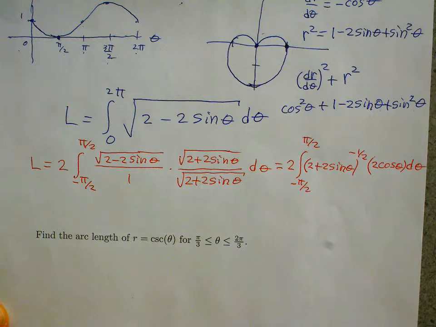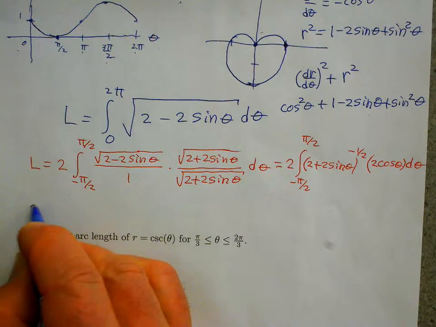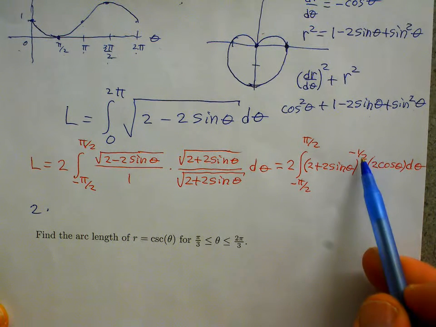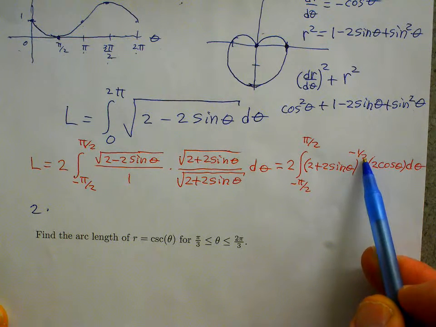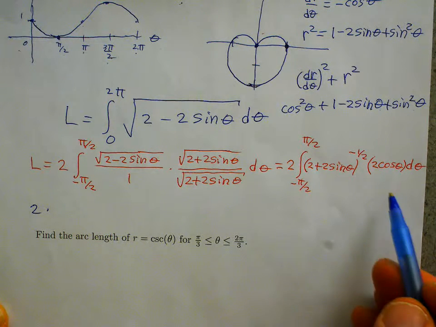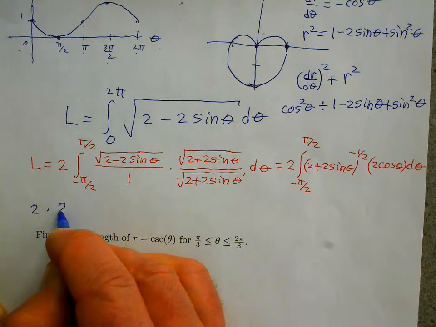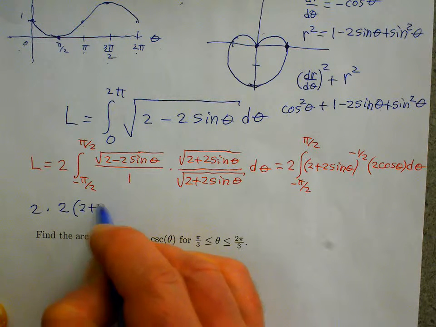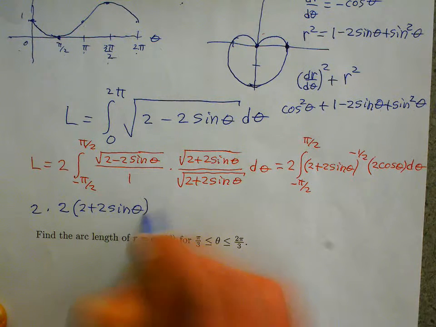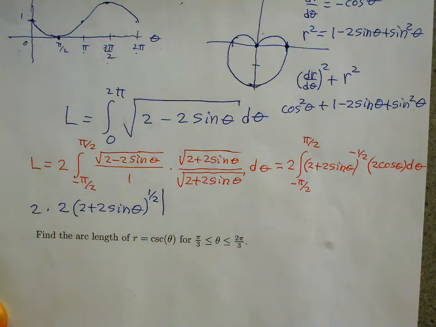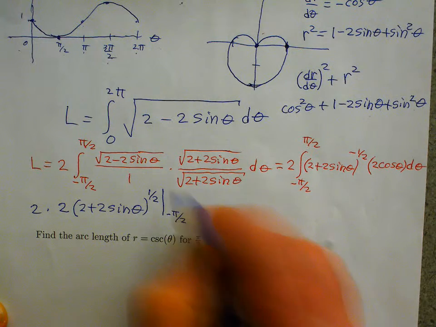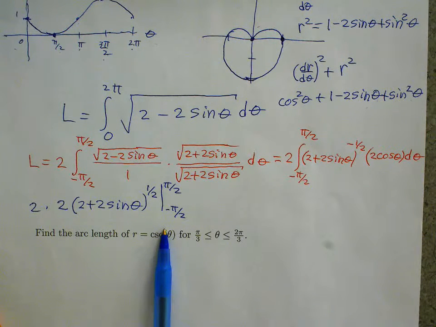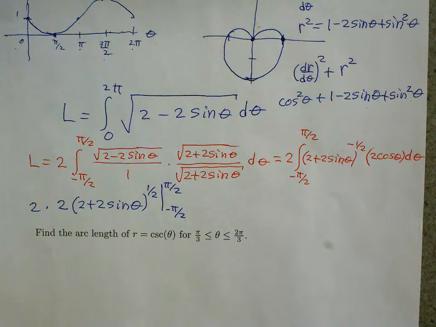So I might as well just take it one step further. We can compute the antiderivative. So we're going to add 1 to negative 1/2 and then divide by that same number. We're going to divide by 1/2, which is the same as multiplying by 2. And then we'll have 2 plus 2 times sine of theta to the positive 1/2, and then evaluate that between negative pi over 2 and pi over 2. And that won't be too hard for you to do, so I'll leave the rest of that for you to evaluate.